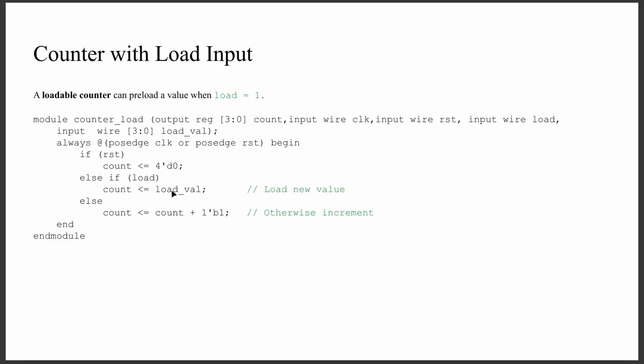A loadable counter can preload a value when load is 1. So we input our load. At the change of the clock or reset, if reset, 0, and if we have a load, we load in the new value into count, and then we increment.